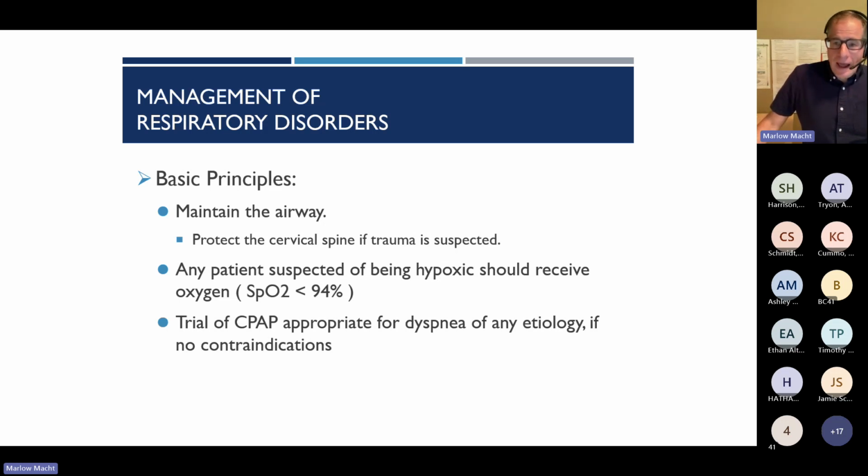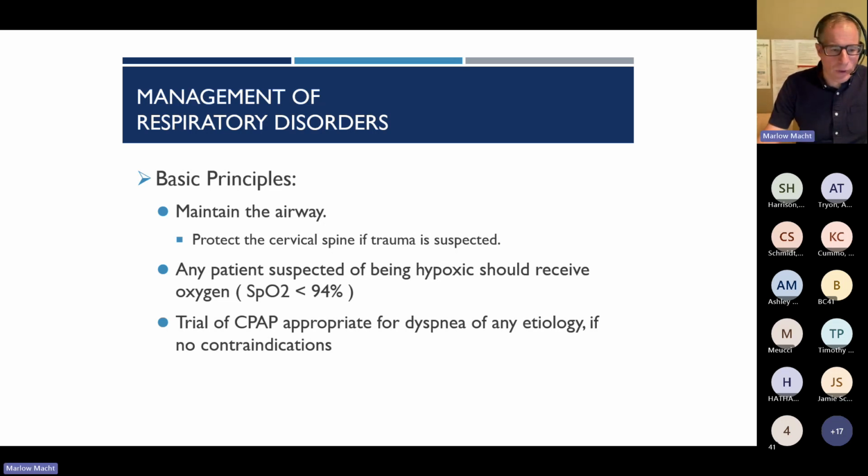The pulse ox is an adjunct and that can help you with that. But there are times when you can't get a pulse ox to read, but you see this blue patient in front of you and then you see them pink up with what you're doing. The clinical assessment trumps any of those numbers that you're getting. And then we'll go into why, but a trial of CPAP is appropriate for dyspnea of pretty much any etiology as long as there are no contraindications such as altered mental status or airway problems.